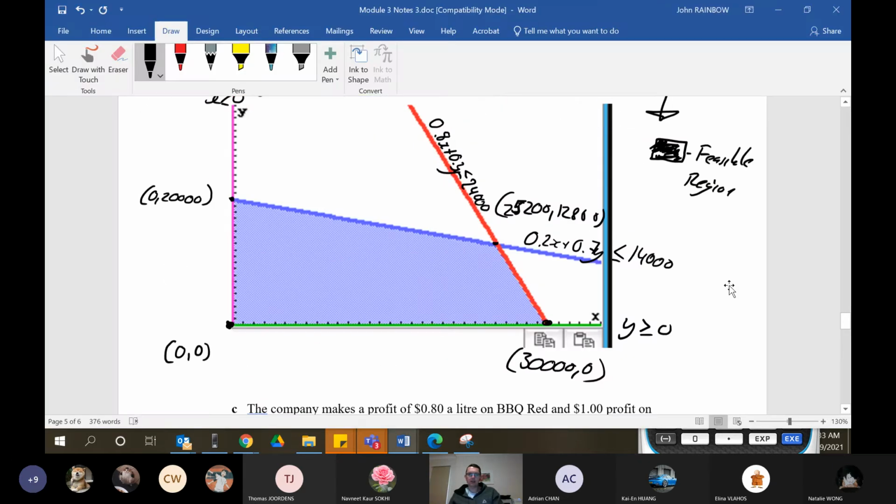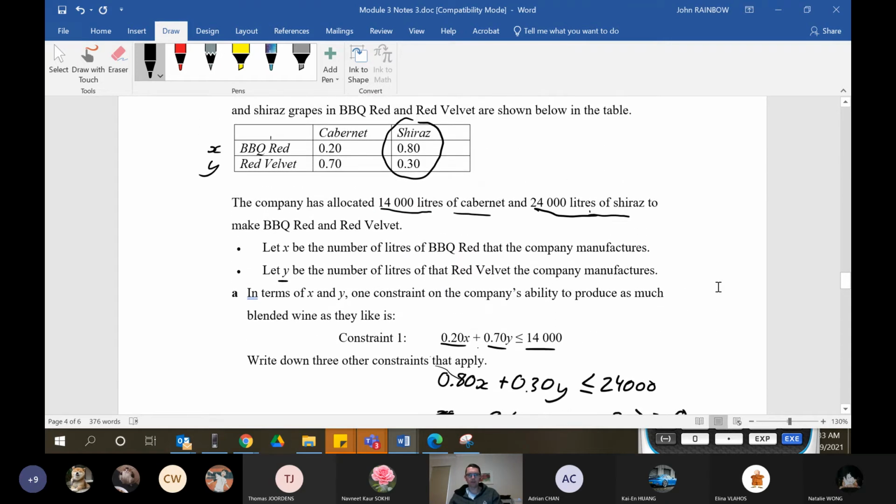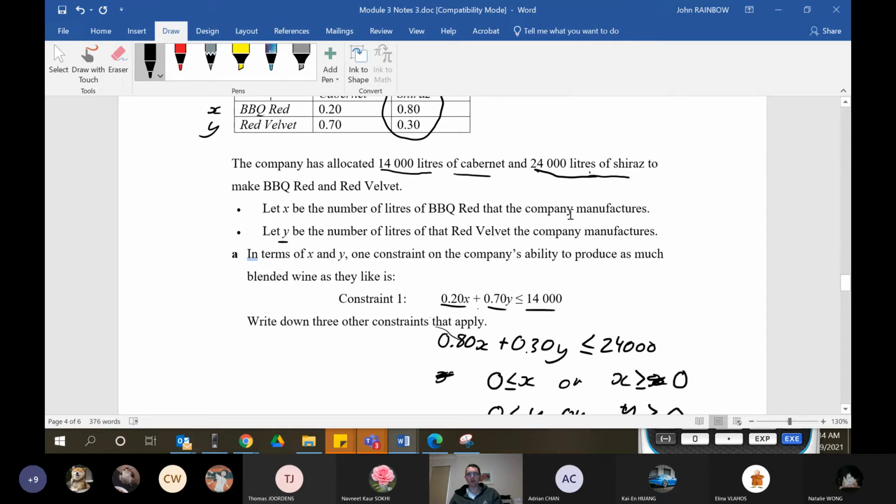Can you say X plus Y is less than or equal to 38,000? No, because you can't. Because X is the number of litres of red that the company manufactures. That cannot be less than 38,000 because red consists of 0.8 of Shiraz, and you've actually only got 30,000 litres of that. So you cannot do X plus Y is less than 38,000 because X represents the number of these that you make, and that is dependent upon what ratios you have. So you're limited to that.